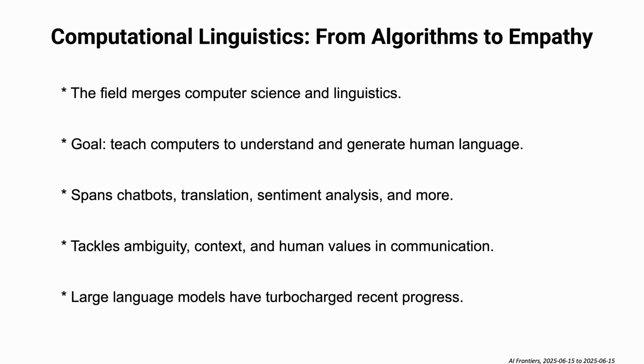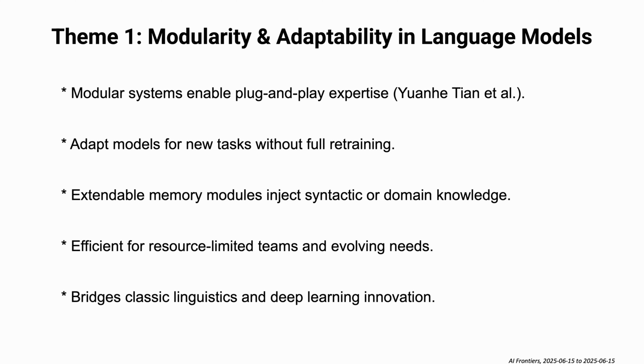Computational linguistics stands at the intersection of computer science and linguistics, with the central goal of teaching computers to understand and generate human language. This discipline underpins technologies such as chatbots, translation systems, and sentiment analysis engines. The field tackles the ambiguity, context, and human values inherent in natural communication. Recent progress has been turbocharged by large language models, enabling machines to process language with greater nuance and sophistication than ever before. The first major theme centers on modularity and adaptability within language models.